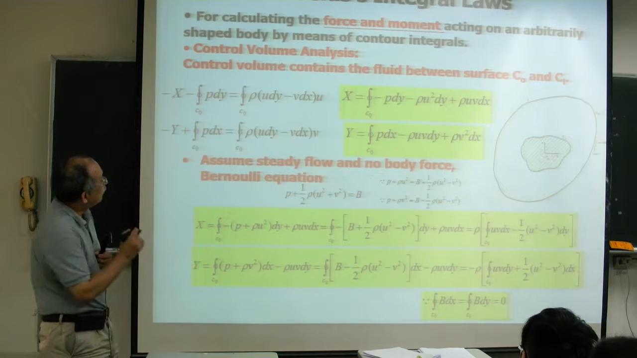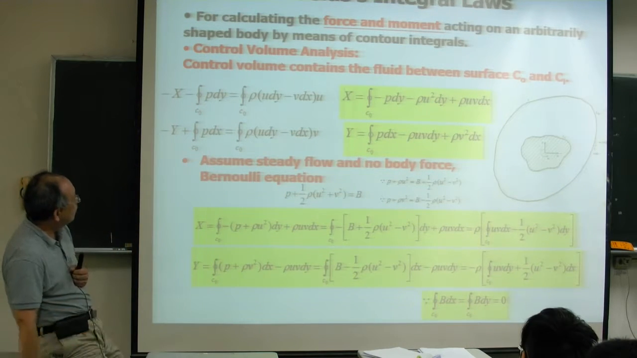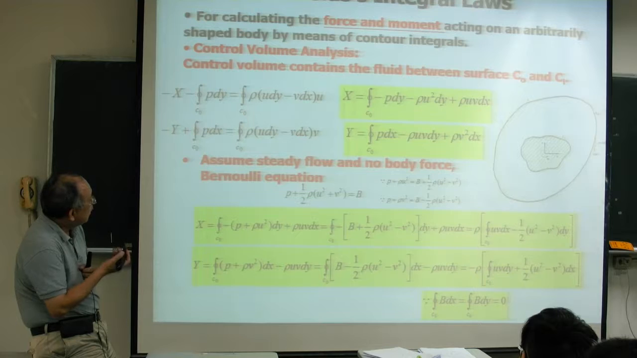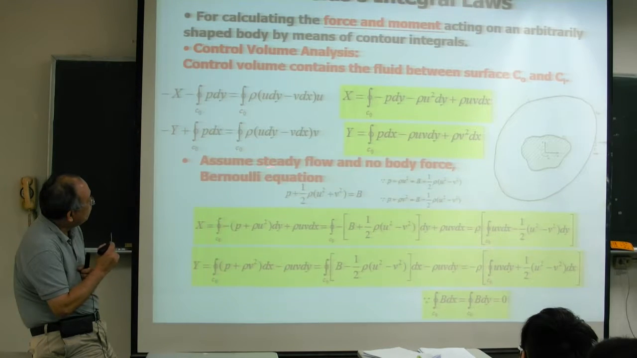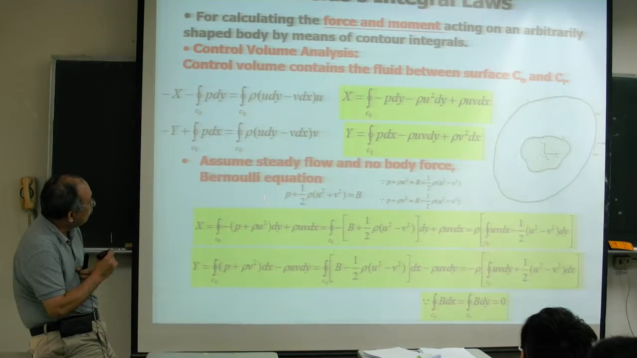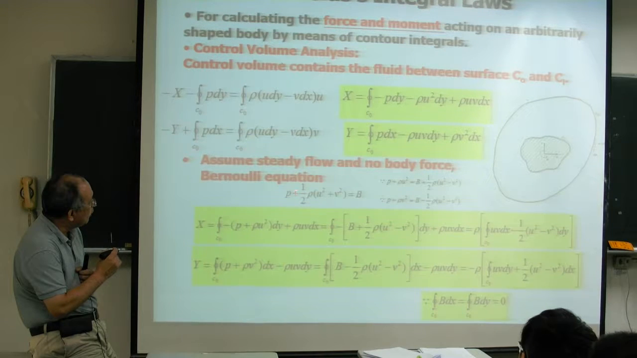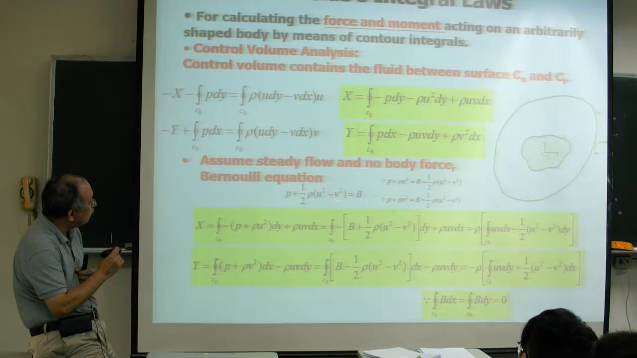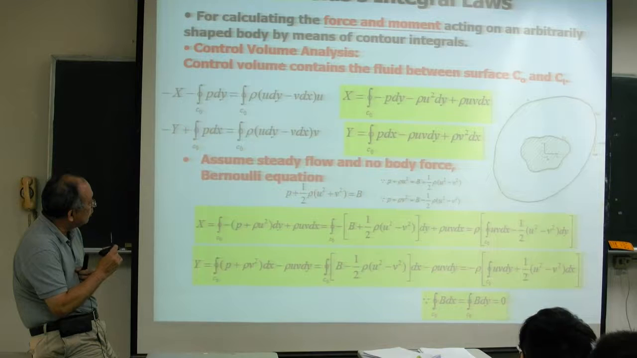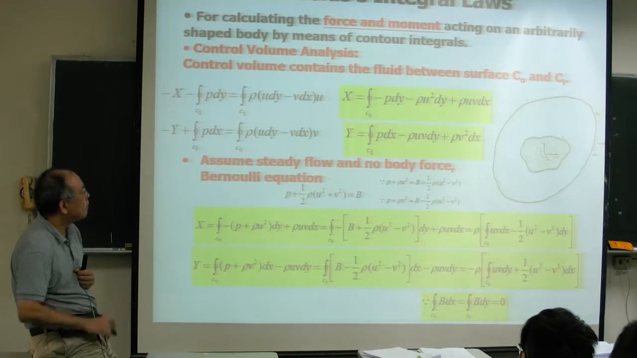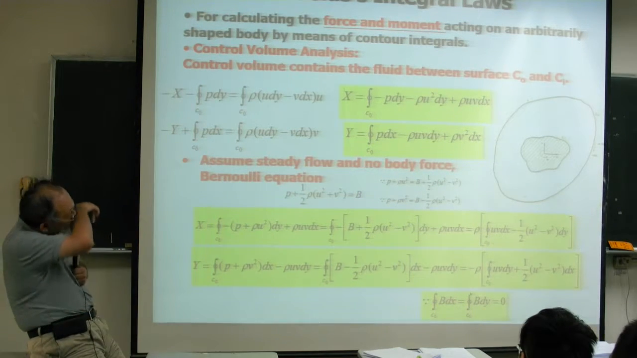Okay, so this is the equation we would like to have. Here, we assume this is steady state flow and there is no body force. So we have the Bernoulli equation. The Bernoulli equation reduces to this. Okay, this is the Bernoulli equation: P plus 1/2 rho (u squared plus v squared) is equal to a constant.